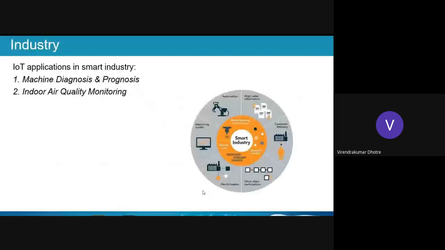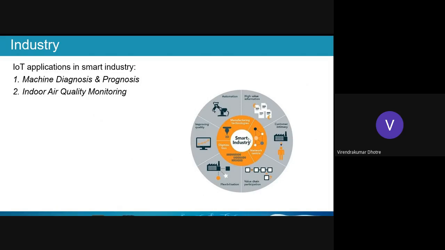Next is industry. IoT applications in smart industries are used for machine diagnostics and prognostics, or prognosis, and indoor air quality monitoring. In the figure we can see smart industry: flexibilization, improving quality, automation, high value information, customer intimacy, value chain participation. All these things we can handle using IoT technology.